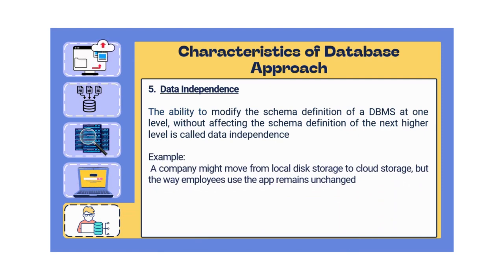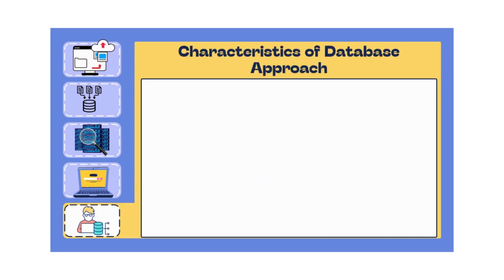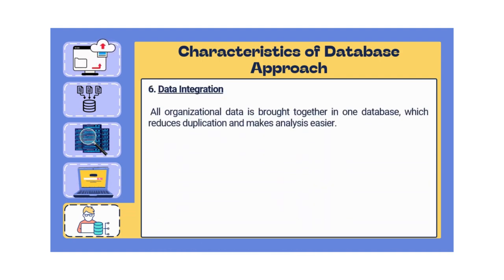An example for this: a company might move from local disk storage to cloud storage, but the way employees use the app remains unchanged. The sixth characteristic of database approach is data integration. All organizational data is brought together in one database, which reduces data duplication and makes analysis easier.